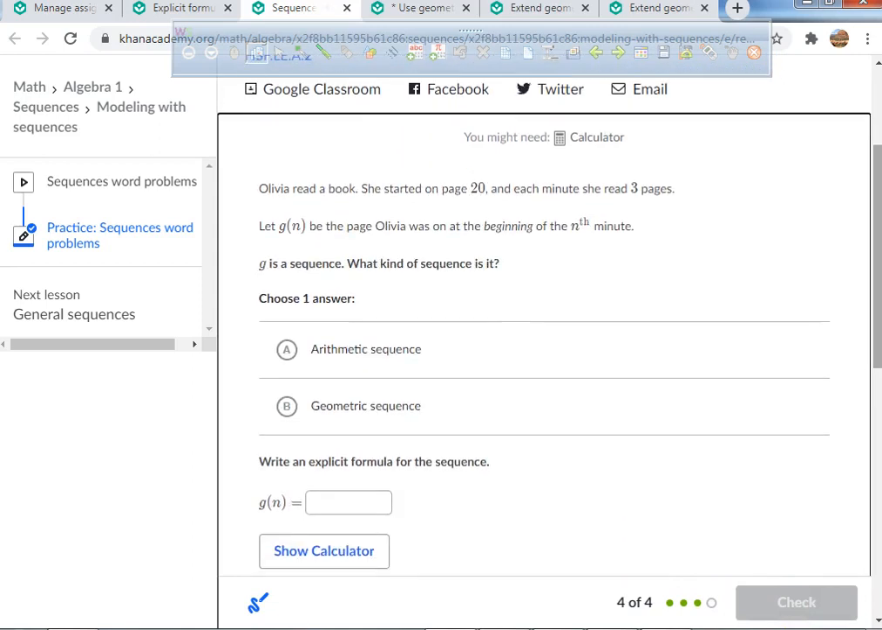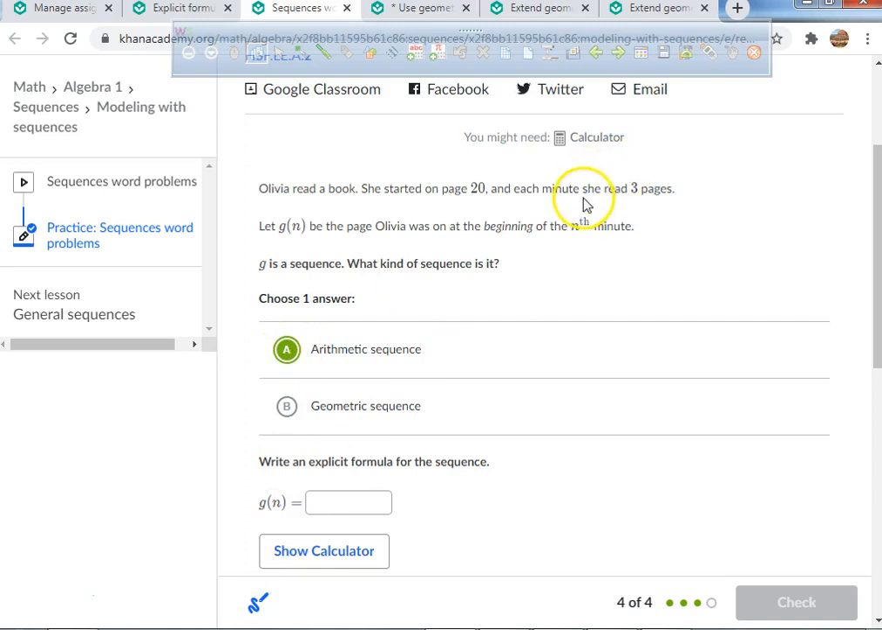Maybe. All right. So Olivia read a book. She started on page 20, and each minute she read 3 pages. Let g of n be the page she was on at the beginning of the nth minute. So what did she start on? She started on page 20, right? If we're adding, each minute she read 3. She didn't read 3 times the amount of pages. She just read 3 pages.